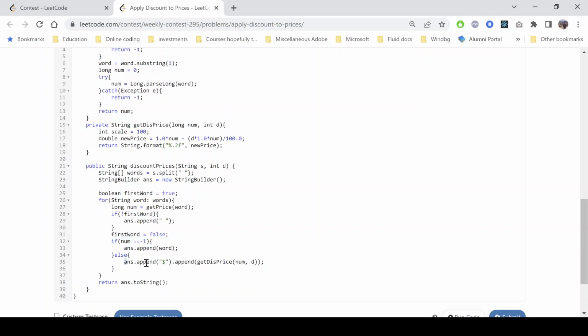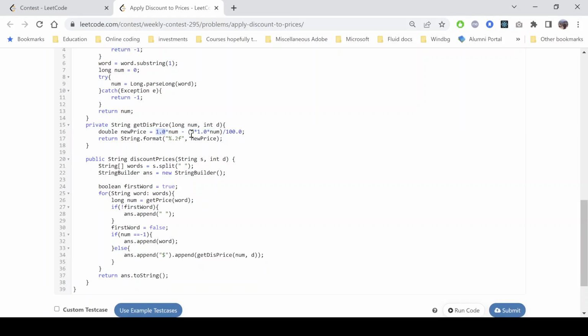Now this again is a separate function where we pass the number and a discount. Okay, we can remove this, I took an extra variable. We can remove this one. Now all we do is convert this into double. Converting into double is easy, you just multiply it by 1.0. So number minus the discount percentage, again converting into double, and then divided by 100.0.